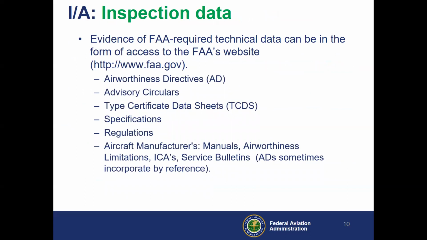The technical data, the evidence of required technical data, can come through showing access to our website. You'll need to be able to access airworthiness directives, advisory circulars, type certificate data sheets, specifications, regulations, and the aircraft manufacturer's manuals, airworthiness limitations, ICAs, service bulletins, because some ADs reference a service bulletin. And once an AD references a service bulletin, it becomes mandatory.